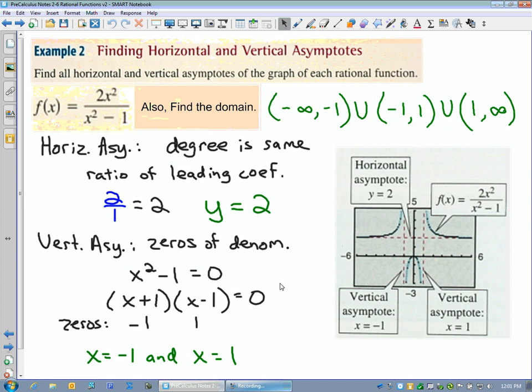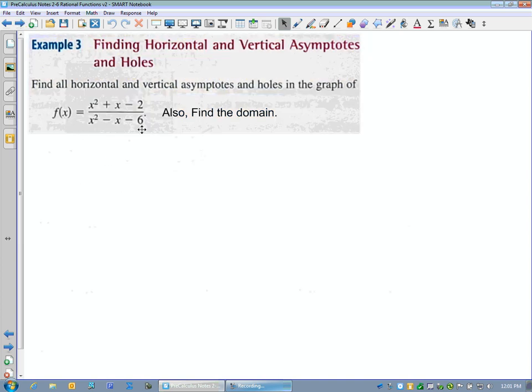All right, let's look at one more example. We're going to look at this one here, where they want us to find the horizontal and vertical asymptotes, and also the holes. Holes are something that can come up in a graph when you have things that can be simplified. So this is our function. It's this polynomial over this polynomial, and of course they also want us to find the domain as well.